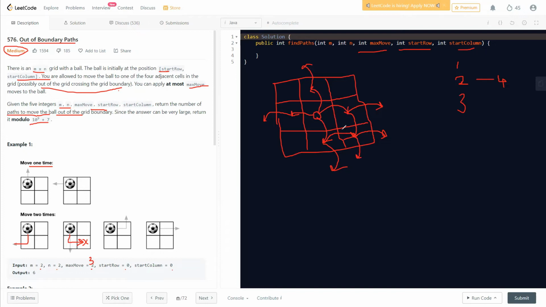Okay, so there are multiple paths possible, so we need to find all the paths. In this kind of situation, we need to see how many paths we will keep on traversing all the time, and we'll find a huge number of solutions, right?